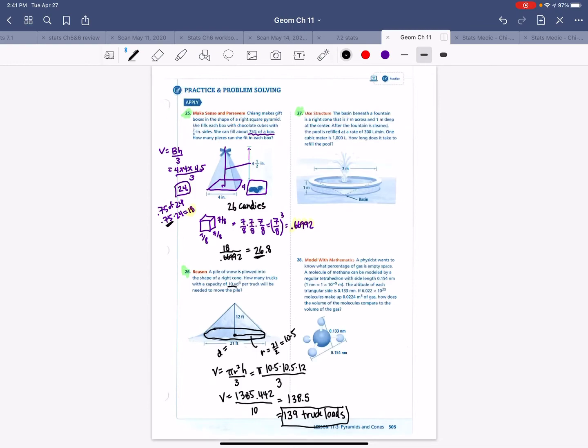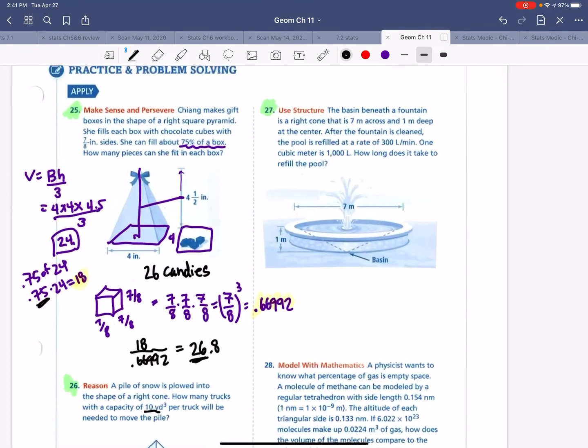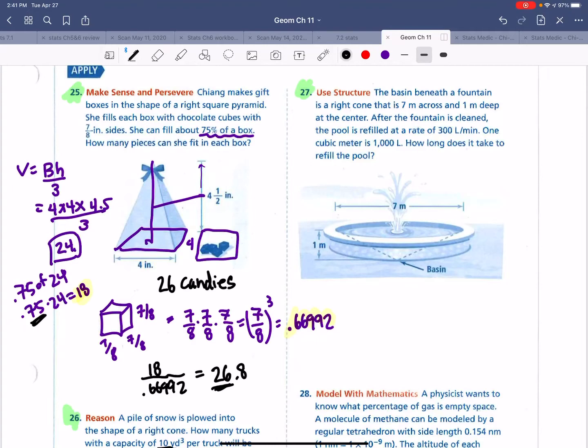Neat. Okay, now looking at another kind of practice problem. 27 says our basin. Okay, so here's our cylindrical base. The basin beneath a fountain is a right cone. Oh, this part is a cone. Okay, that's cool. The basin is a right cone with a diameter of 7. So they're not fooling us. We're going to take the radius, which is half of that, so that would be 3.5. And it's 1 meter deep.